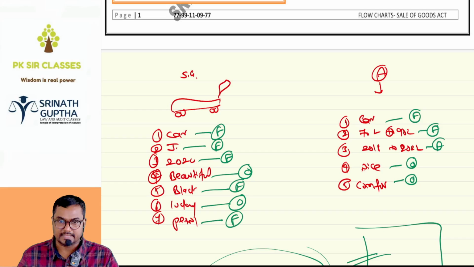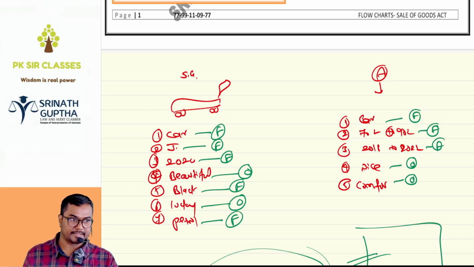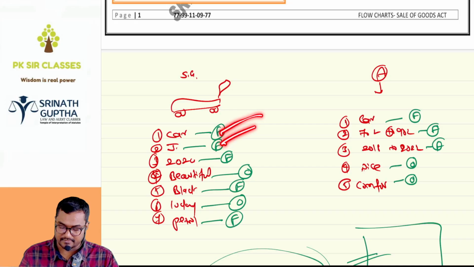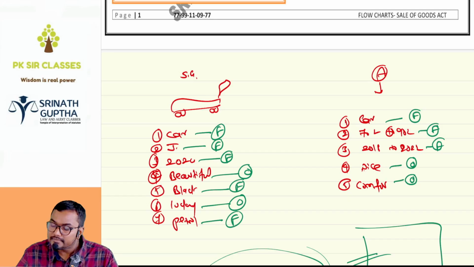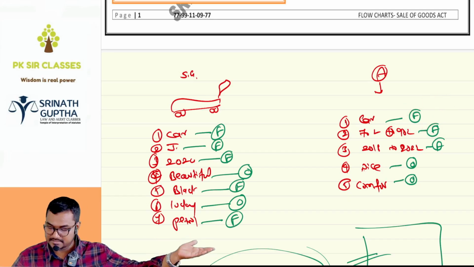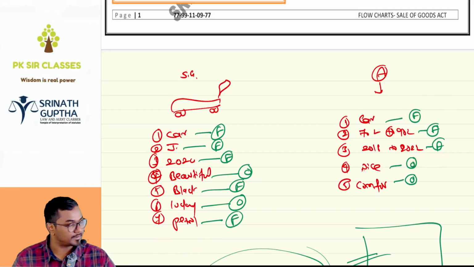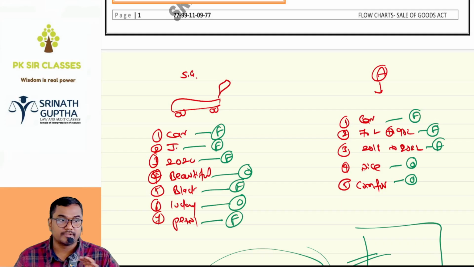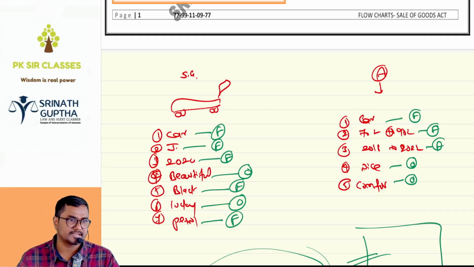Out of all these explanations, representations, a few things are facts and a few are opinions. Car, fact. Jaguar, fact. 2020 model, fact. Beautiful, opinion. Black, fact. Lucky, opinion. Petrol, fact. In the same way, she needs a car, budget 70 lakhs, these are facts. And nice car is an opinion. Comfortable car is an opinion. We don't consider opinions in the Sale of Goods Act because they are uncertain.